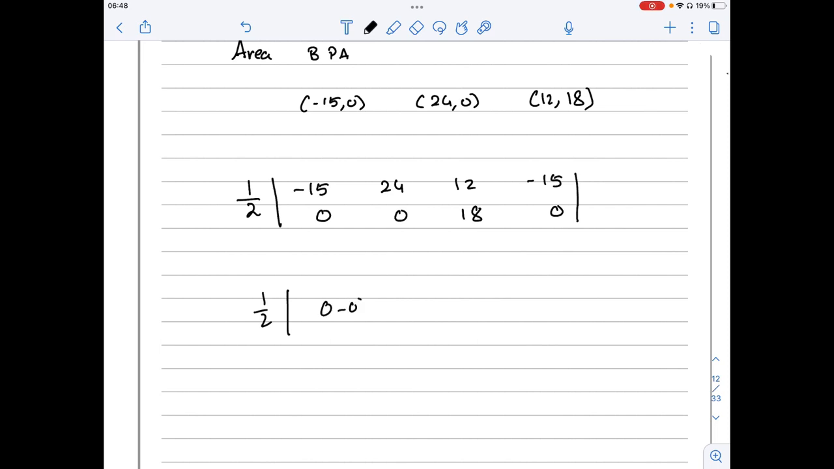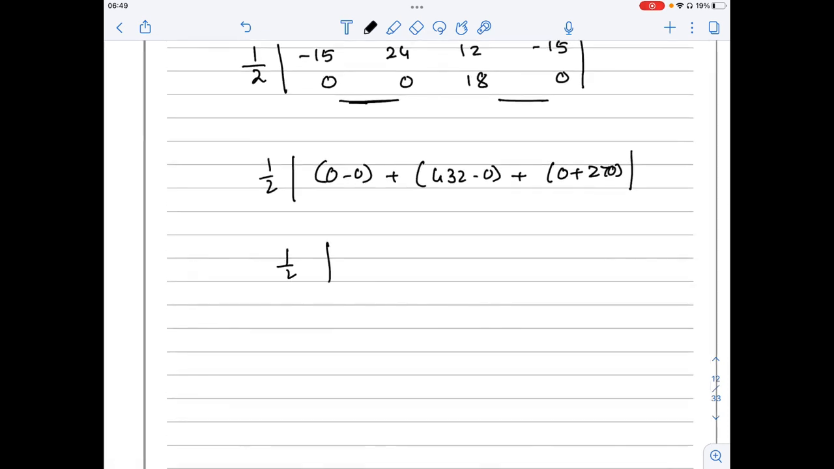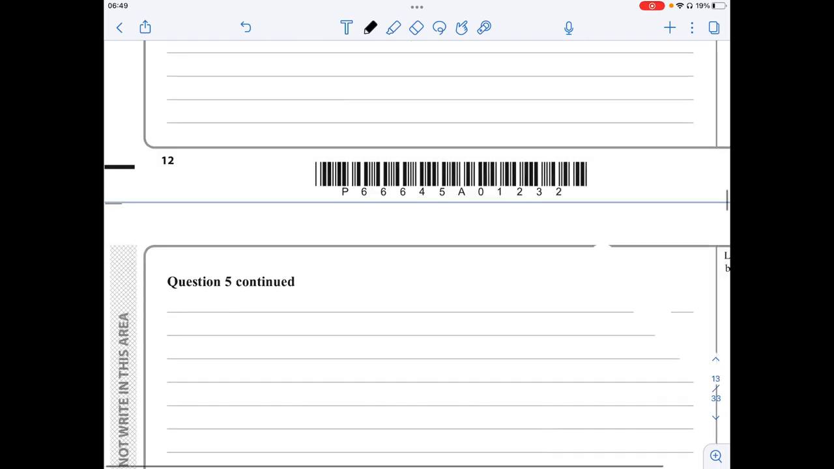It is 0 minus 0 for these two. Then again plus for these two, it becomes 24 times 18, which is 432, minus 0, and plus for these two it becomes 0 plus 18 times 15, which is 270. So it is 1 upon 2 times 432 plus 270, which is 702. Then 702 divided by 2 gives me 351. That's going to be the area.